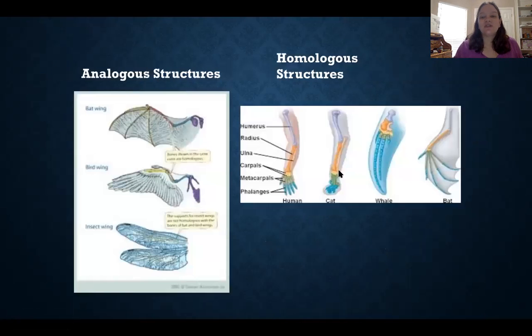So again, here's analogous structures versus homologous structures. Analogous structures, comparing a bat's wings with a bird's wings with a dragonfly. So the bat and bird wings might be actually more homologous in their bone structure that's inside, and then they would be analogous to the insect wing. And then the homologous structures here showing a human arm with a cat's front leg, the fin of a whale, and a bat's wings. So we actually have very similar bone structure. You can see those highlighted, they color coded all of them.